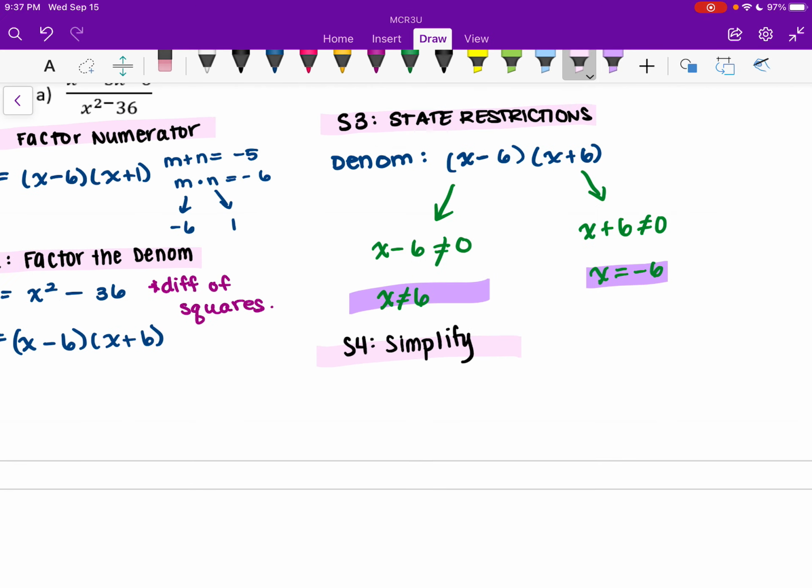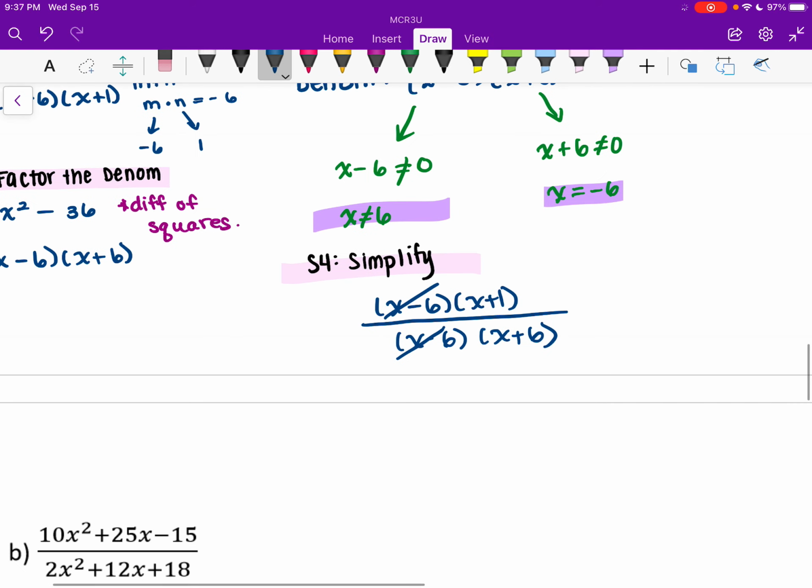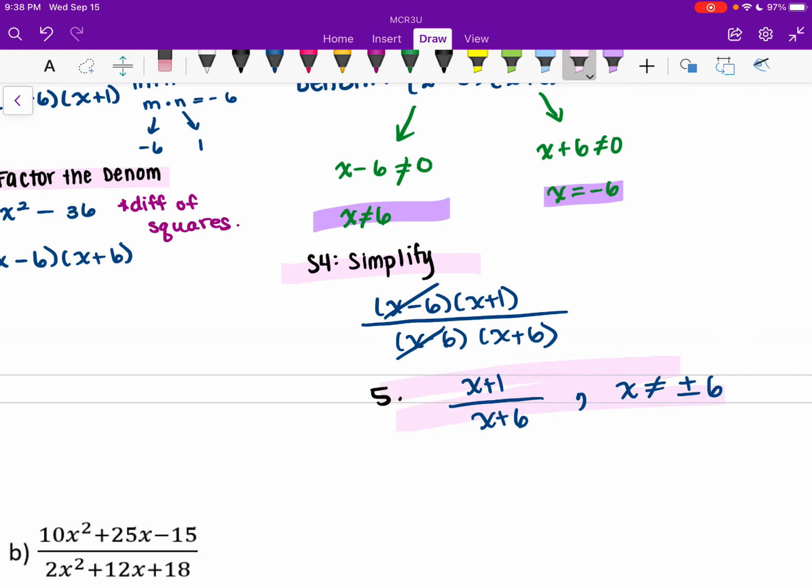So let's go ahead. This is where it's important to make sure you go back and look at your numerator. Our numerator is x plus 1 from step 1. Our denominator was x minus 6, x plus 6. Let's cross out the things that aren't there anymore. We get x plus 1 over x plus 6, such that x cannot equal plus or minus 6. So this is also my statement piece right here. I just didn't want to do it anymore. So that's my answer, my statement with the restrictions.